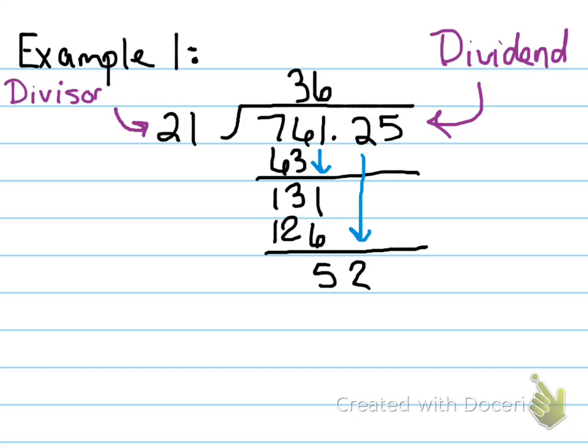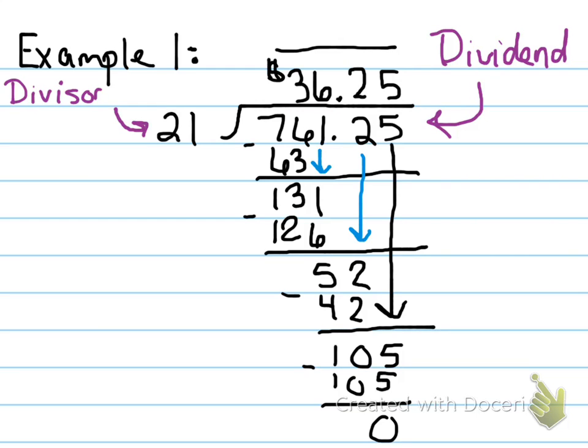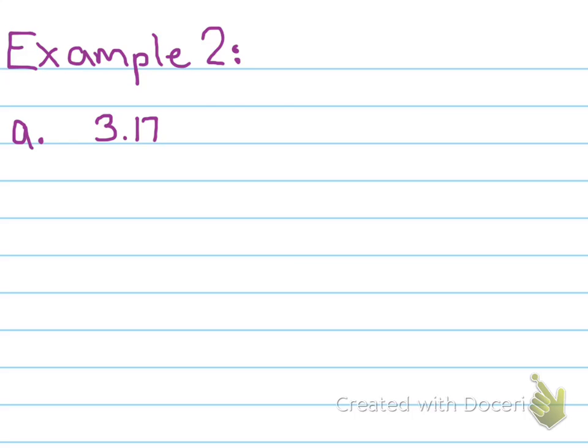21 goes into 52. Again, if you're just estimating, 20 goes into 50 about 2 times. And then whenever you multiply the rest out, 21 times 2 is 42. Subtract them, you get 10. Bring down your 5. Multiply it, subtract it, and there's your answer. Most likely at this point you all have learned this, but if it's not review, you may want to watch this a few times.